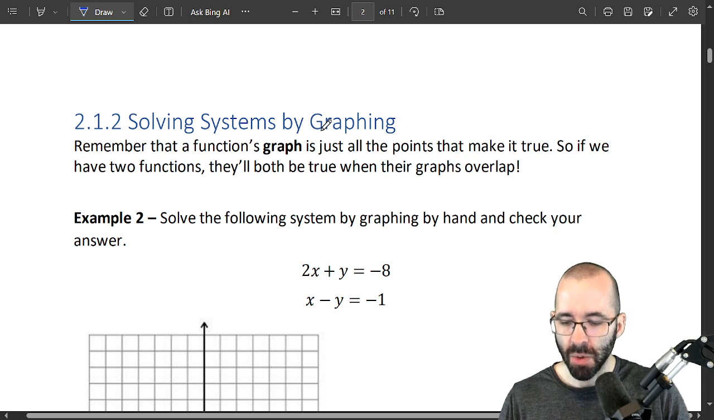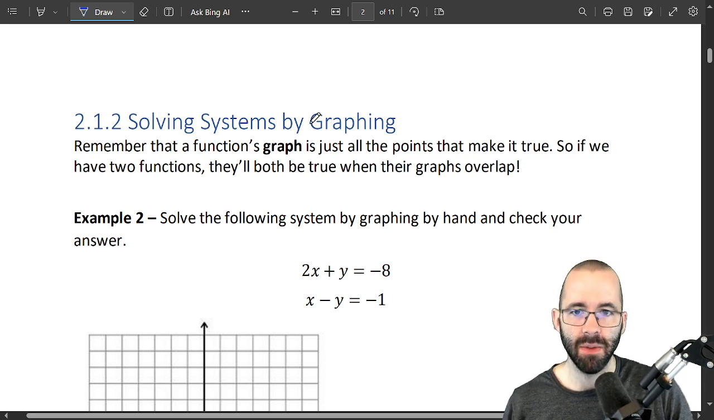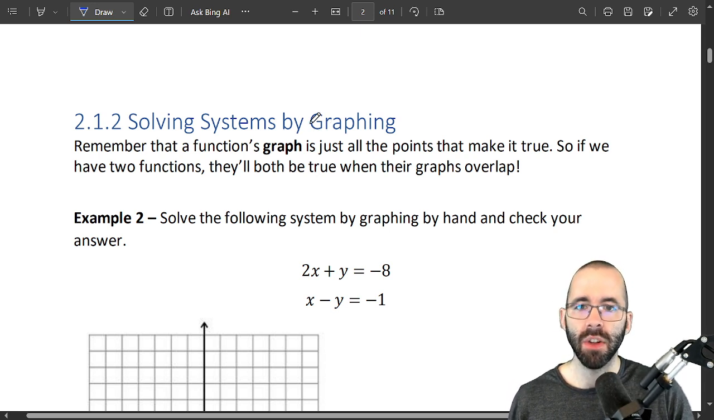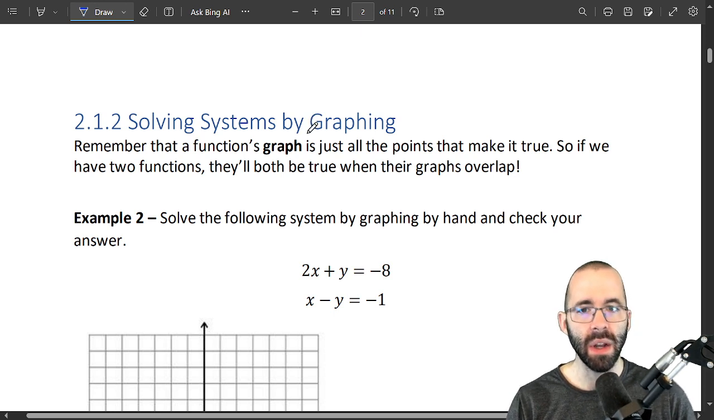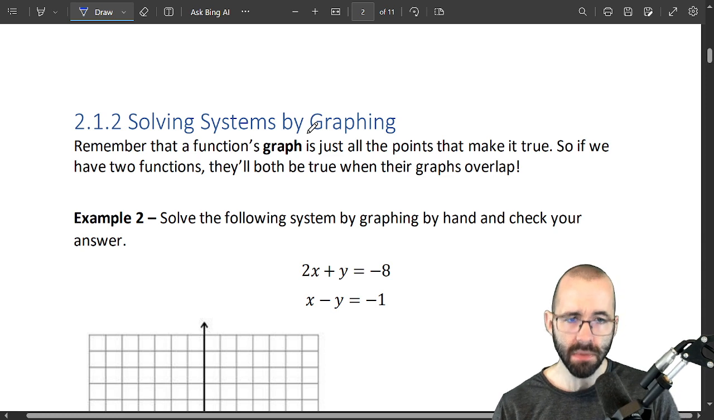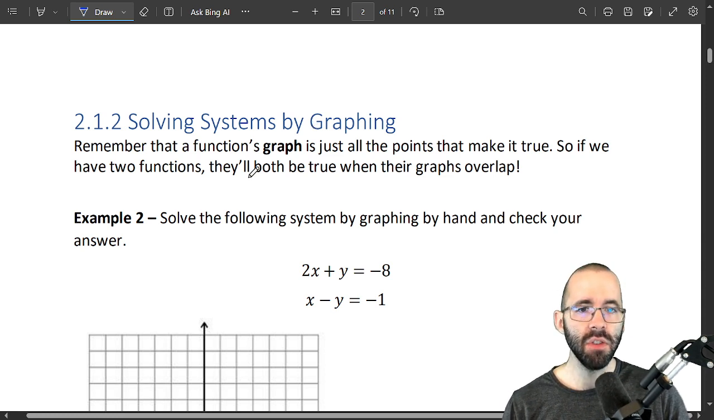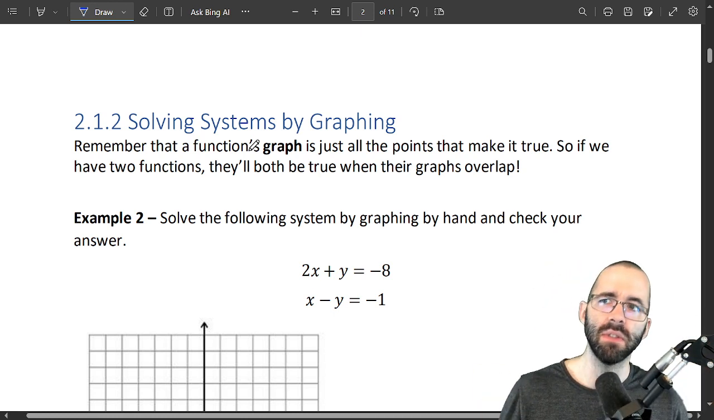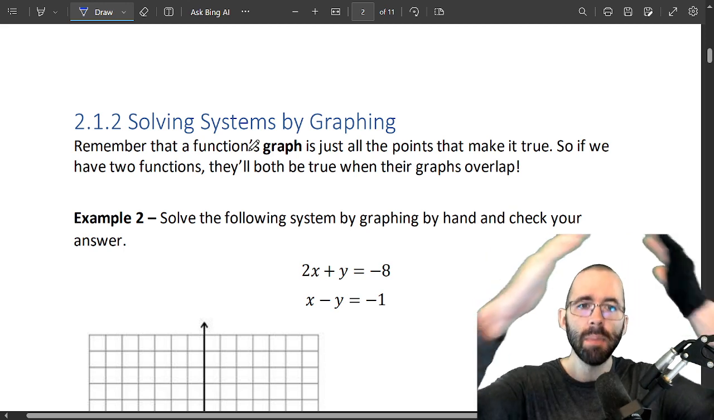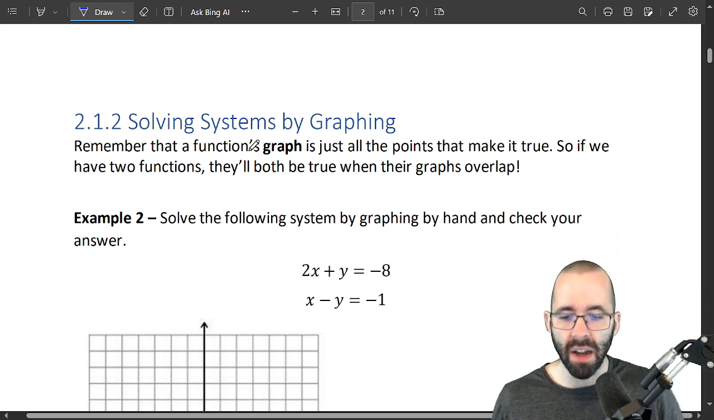Anyway, so remember what a graph means. When we look at a graph or talk about the graph of a function, it's just all the points that make that equation or function true. So if we have two functions, the solution of the system is the point that makes both equations true. So it's got to be on both of the lines, right?